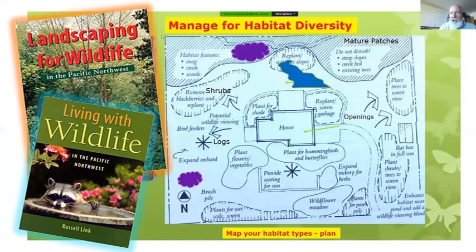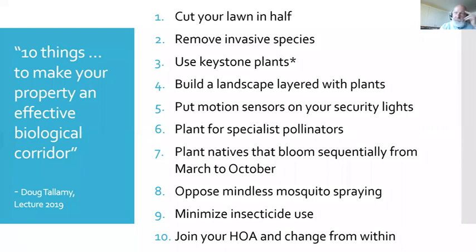A great book to have, by the way, is these 2 books by Russell Link. Landscaping for Wildlife is an old book, 1999. I know that's ancient in today's world. Living with Wildlife is not much newer, a 2006 book. These are very inexpensive books. Get them off Amazon or get them at the library. You'll find them very readable. They're going to cover a lot of the materials I've been talking about here today, and they're great resources just to have in your home library.